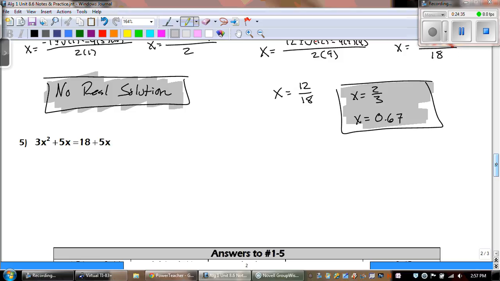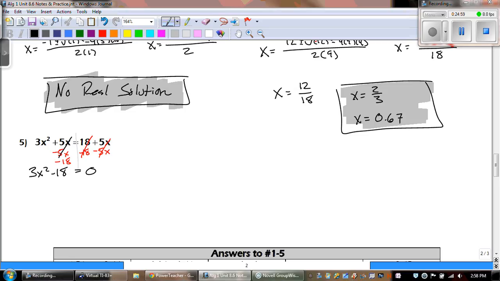Okay, last one, number 5. There's only one quadratic term, so let's see, we have to subtract 5x minus 18. There's no spot for it, so I'm just going to put it right there. We get everything equal to 0 like we wanted to, and we get 3x squared. Well, the x's cancel out, and we get minus 18.